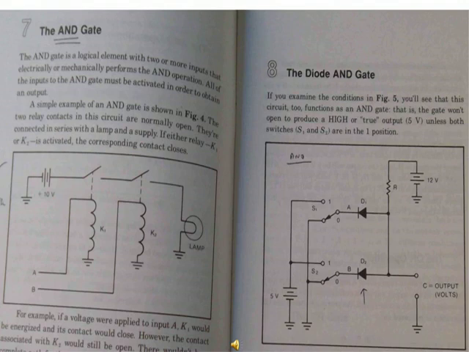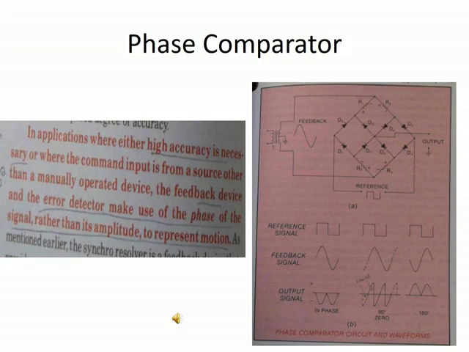Next one is the phase comparator. So in this case, phase needs to be compared. This is what we call the phase comparator.